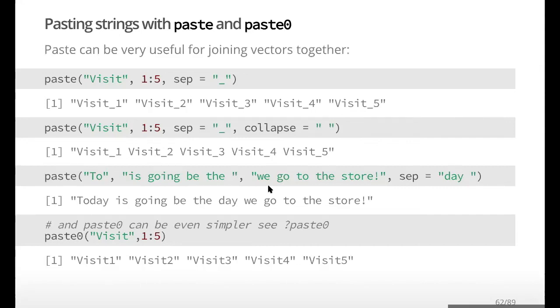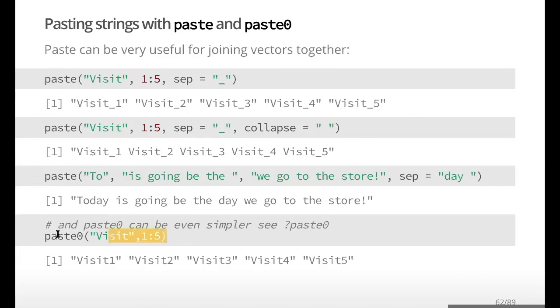So we talked about separating strings. Now let's talk about putting them together. Two functions that I think are very, very important are paste and paste0. Paste is a general function that can paste two vectors together. In this case, I'm going to say visit and the numbers 1 to 5. Again, the colon operator makes a sequence of 1, 2, 3, 4, 5, and I can tell it which separator to use. By default, paste uses spaces.